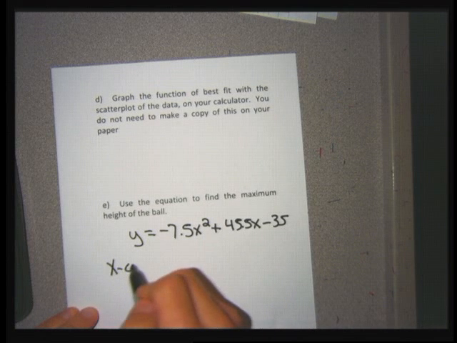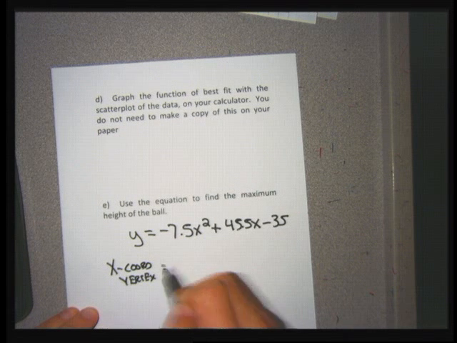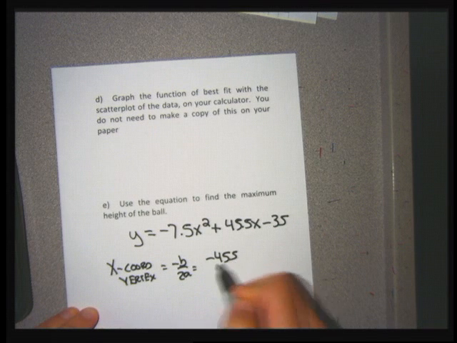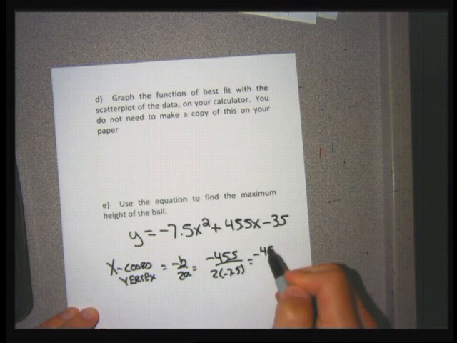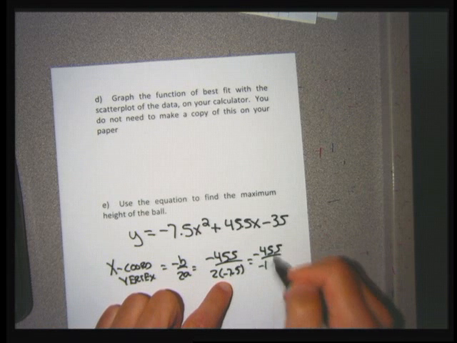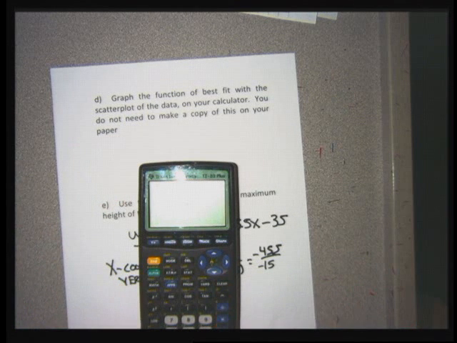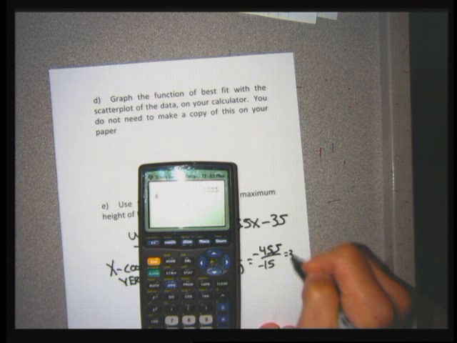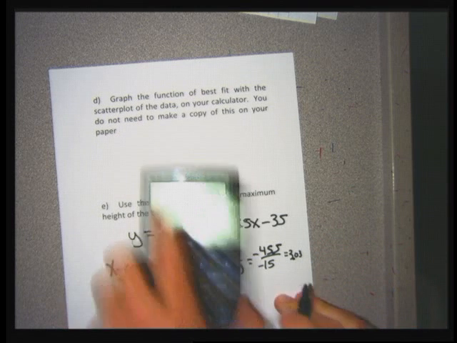So I'm going to get the x-coordinate of the vertex by using the negative b over 2a formula. The b is 45.5. The a is negative 7.5. So I'm going to get negative 45.5 over 2 times negative 7.5, which comes to negative 15. So I'm going to get negative 45.5 divided by negative 15. And I get 3.03 for the x-coordinate of the vertex. So you can see that.